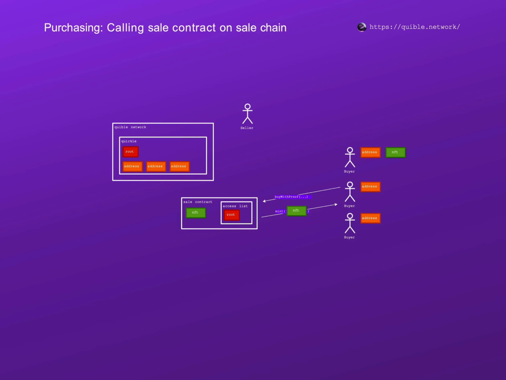I want to demonstrate a key feature here, where the seller or Quirkle author can update the contents of the Quirkle in real time. Let's say the seller wants to remove this third buyer from the list. To do so, the seller can commit an update with the Quible Network. Now that the buyer is removed from the list, we can see what happens when the third buyer attempts to start the purchasing flow. When the buyer tries to request a proof, they are denied because their address is not included in the Quirkle root.